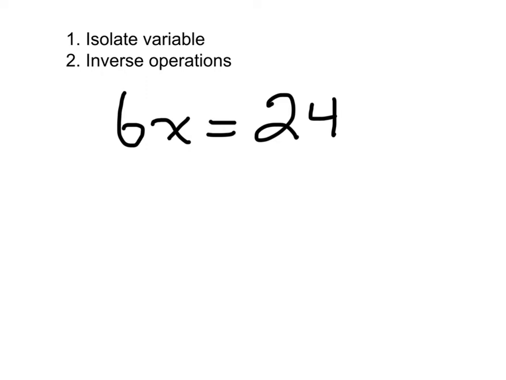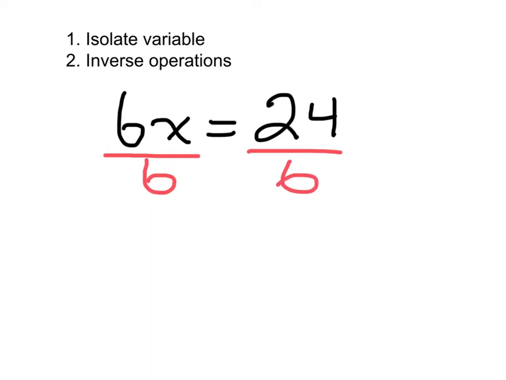If we have a problem, 6x equals 24, our goal is to isolate the x. I need to do that by doing the inverse operation. 6x means 6 times x, so the inverse of multiplication is going to be division. I'm going to show the division by using the fraction bar. I'm dividing 6 both sides.